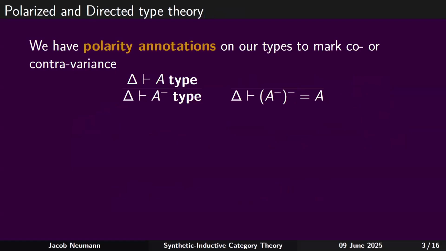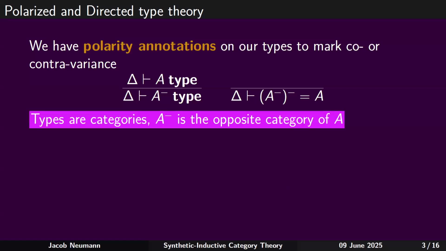And so the route that Paige North goes down, and that Fernando was talking about, and that I'm also following, is to use polarity annotations. Fernando wrote op, I'm writing the superscript minus. So we have types, and we annotate them with a minus to indicate that they're contravariant. So for every type A, there's another type A minus, which is the contravariant, the evil version of A. And the way to think of this is that if our types are supposed to be categories, then A minus is just the opposite category of A.